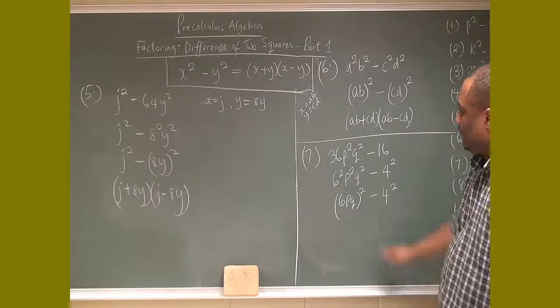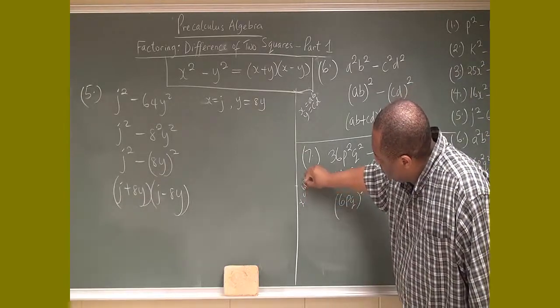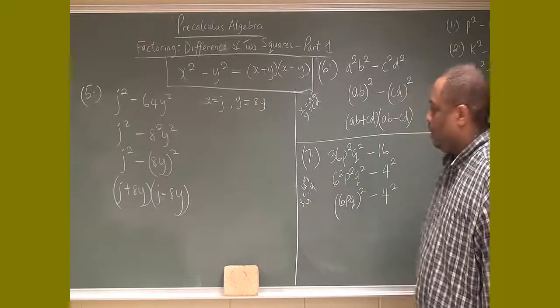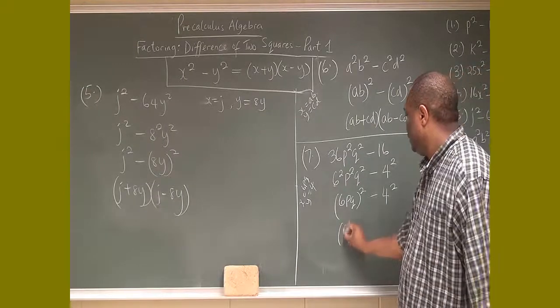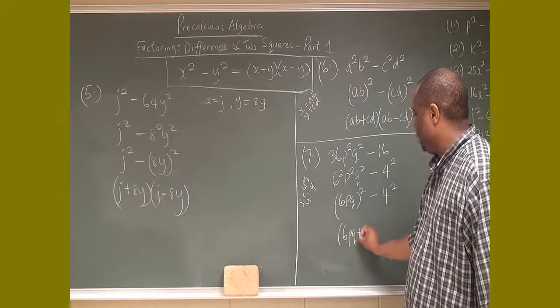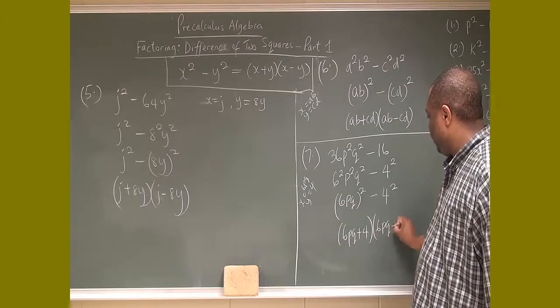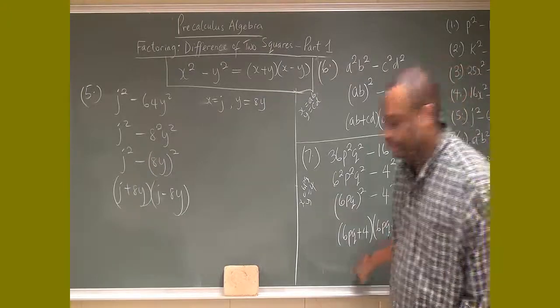So in this case, what is your x? Your x is what? 6pq, and your y is what? 4. Okay? So this is going to be what? 6pq plus 4 times 6pq minus 4. That is your answer here.